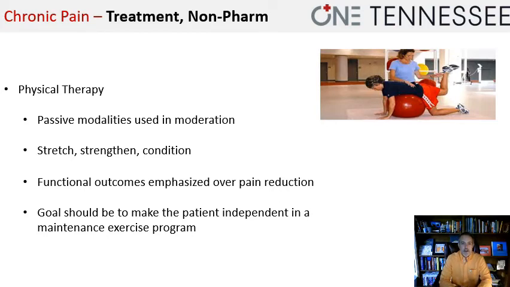The goal should be to make the patient independent in maintenance exercise programs where they don't need to see a physical therapist all of the time. The physical therapist is there to help jumpstart their treatment, but ideally they would be able to ambulate and do these type exercises on their own.